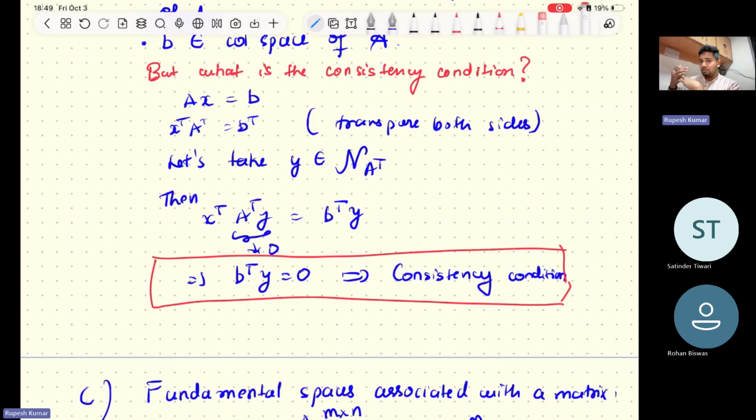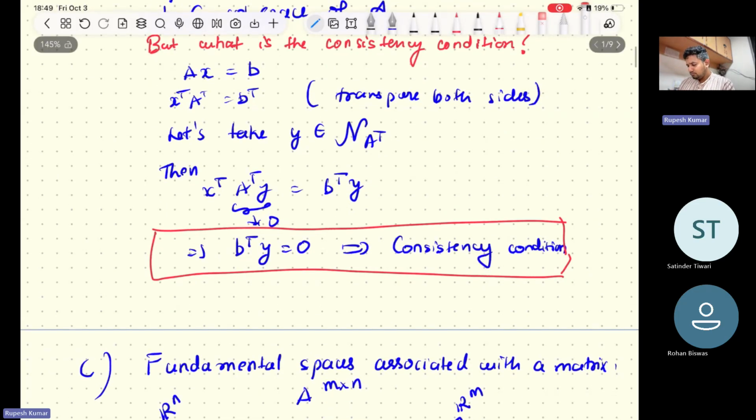So what's the question, Rohan? Yes, sir. So this part seemed very sudden to me, how someone knew that we have to do in this order. They are justifying that if Y is coming from the left null space of A, then A transpose of Y would be 0. So I'm okay with that. But what's the hunch? Why are you going in this direction? We could have gone in any other direction and found a consistency condition.